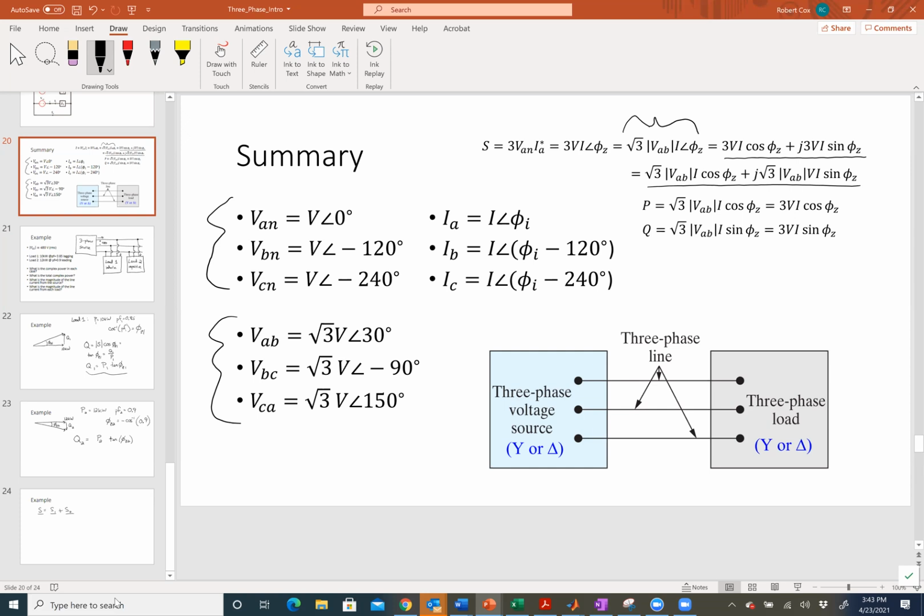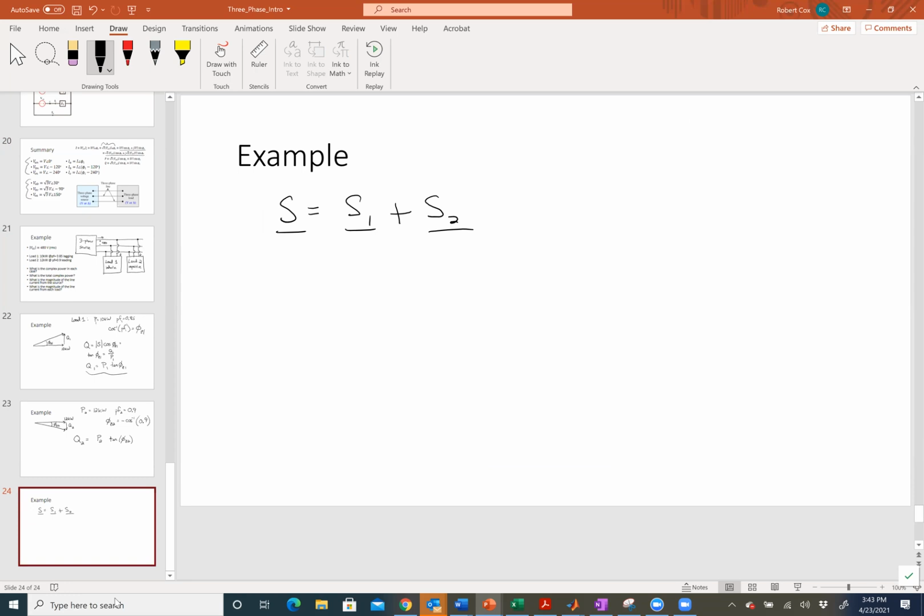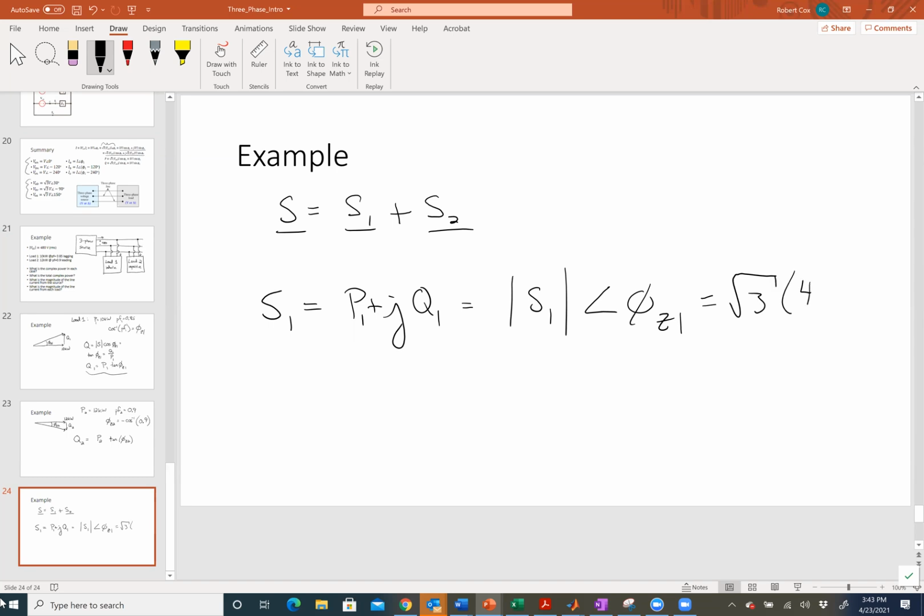Okay, so in this case, if I want to figure that out, let's look at S1. S1 is equal to P1 plus JQ1, right? Or I can also say it's equal to the magnitude of S1 with an angle phi Z1. So that has to be equal to, using those relationships, square root of 3 times 480 volts times the magnitude of the current, and the angle of it is phi Z1, right? So how do I figure out the magnitude of the current? I guess I should call that I1.